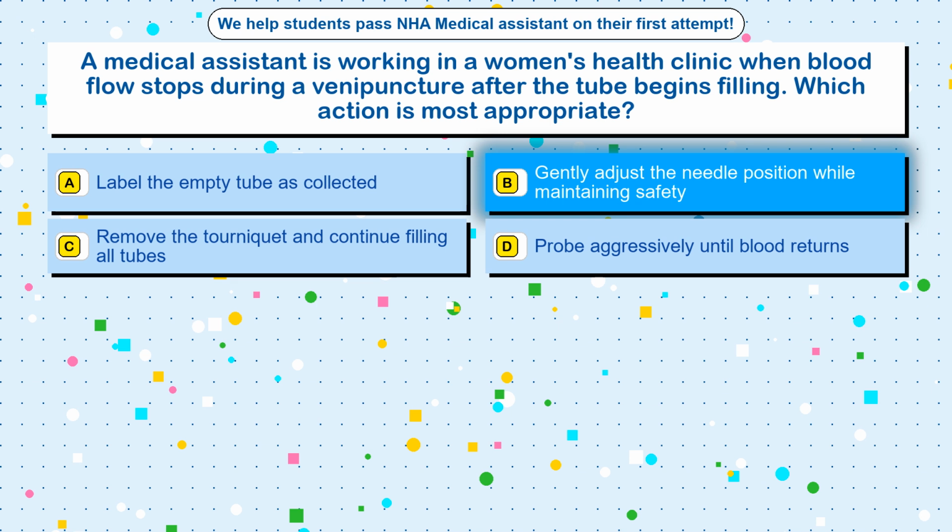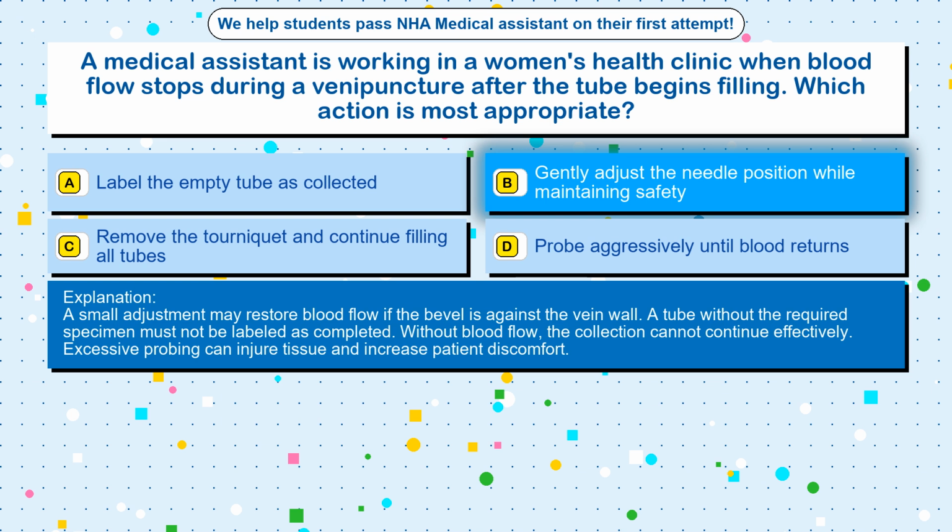The correct answer is option B. Gently adjust the needle position while maintaining safety. A small adjustment may restore blood flow if the bevel is against the vein wall. A tube without the required specimen must not be labeled as completed. Without blood flow, the collection cannot continue effectively. Excessive probing can injure tissue and increase patient discomfort.